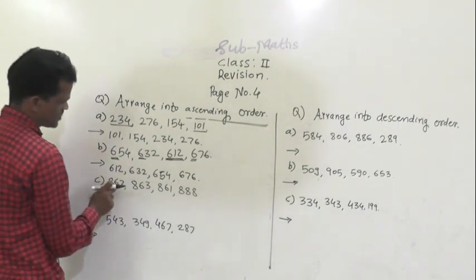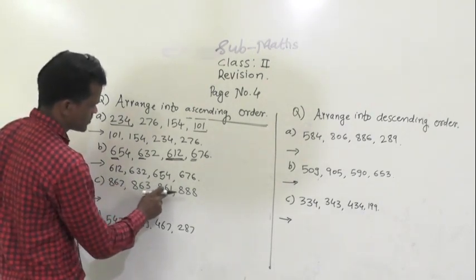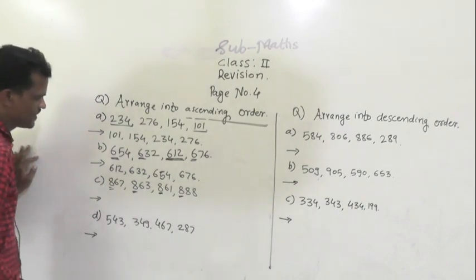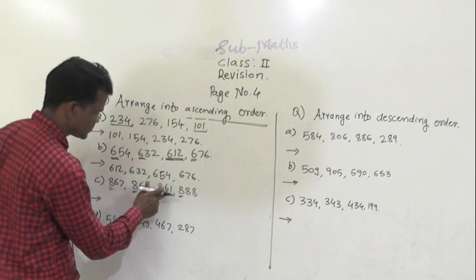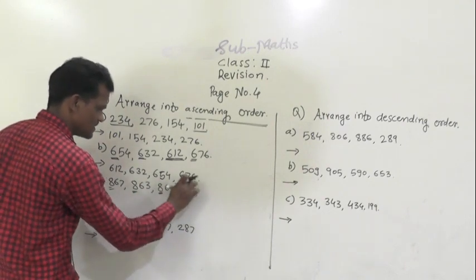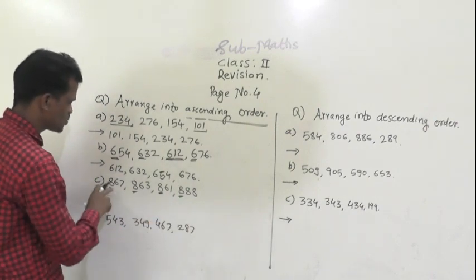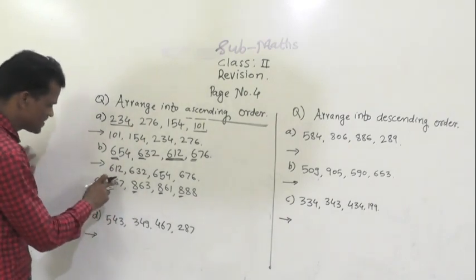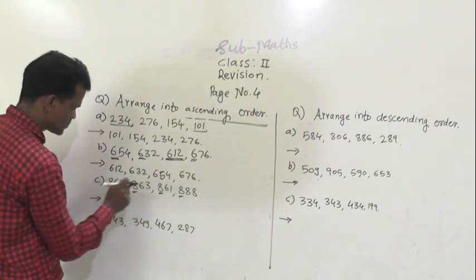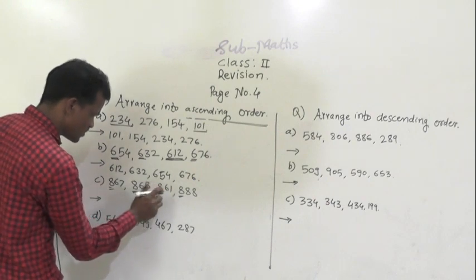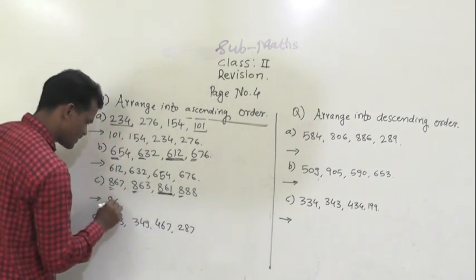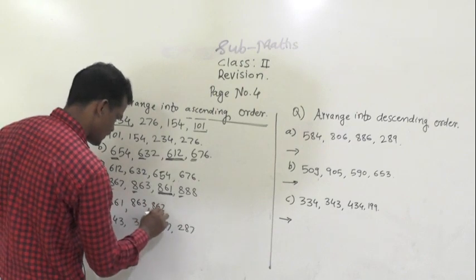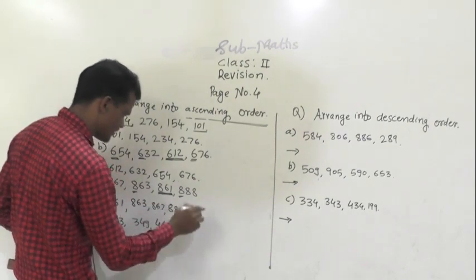Then next: 867, 863, 861, 888. Here also the hundreds place digit is the same, so compare the tens place digit. Here 6, here 6, here also 6, and here 8. So this is the greatest number and it will come at last. Now decide which number comes first among these three. The tens place digit is common, 6, so compare the ones place digit, here 7, here 3, here 1. So 861 comes first, then 863, then 867, and last 888.